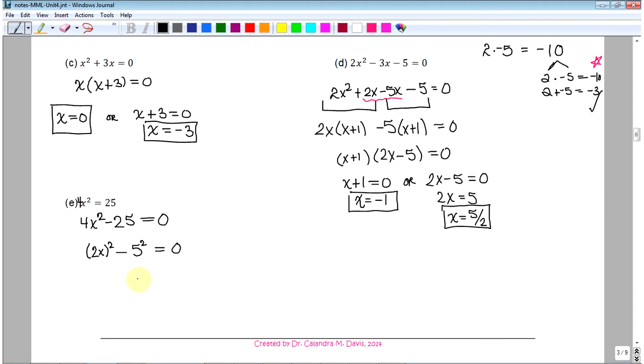So if you remember your difference of two squares formula, the expression will factor into 2x minus 5 times 2x plus 5. So I'm going to write that off to the side in case you need to review that. So we use the difference of two squares.